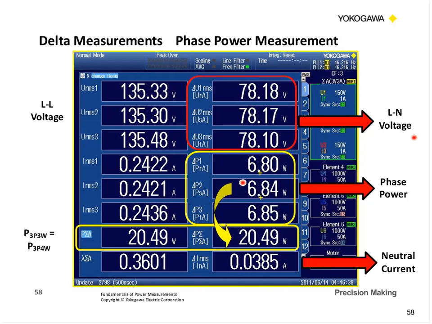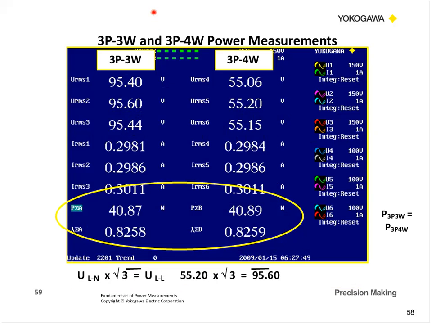Here I can get the phase power now on a three-wire circuit. This is a three-phase, three-wire hookup here. My total power was 20.49. If we add these three up from our calculation, I get the same, 20.49. And we also get a measurement of some circulating neutral current down here that may be occurring also. So a handy measurement with this delta measurement on a three-phase, three-wire application.